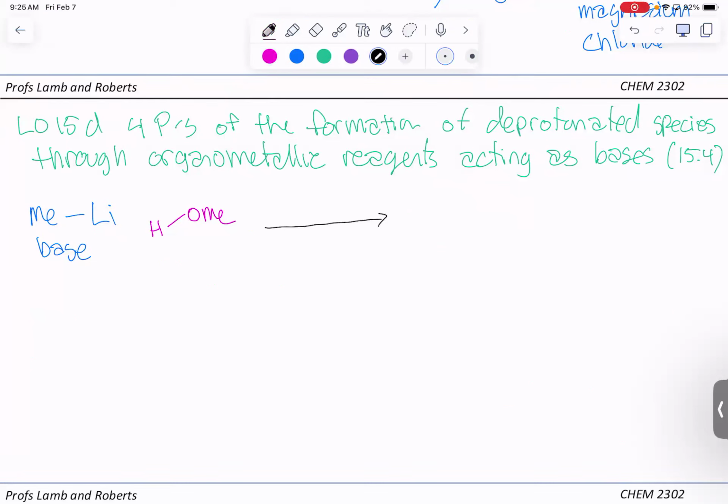And then, of course, our learning objective tells us at the end of the day what we're going to get. What we're going to get is organometallic reagent acting as a base, which means it's taken a proton. And then we will have our lithium that's been acting as a counterion to our deprotonated species, which in this case, if we deprotonated methanol, we see is methoxide.